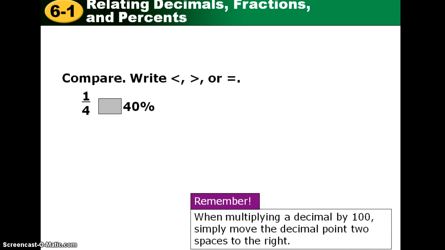Let's compare fractions and percentages and decimals using less than, greater than, or equal to. 1/4 compared to 40%. You can change the fraction to a percent, you could change the percent to a fraction. It's typically easier to compare percentages because fractions need common denominators most of the time. But 1/4 is a pretty common one. We know that's 25%. So really we're comparing 25% to 40%, and that would be less than.